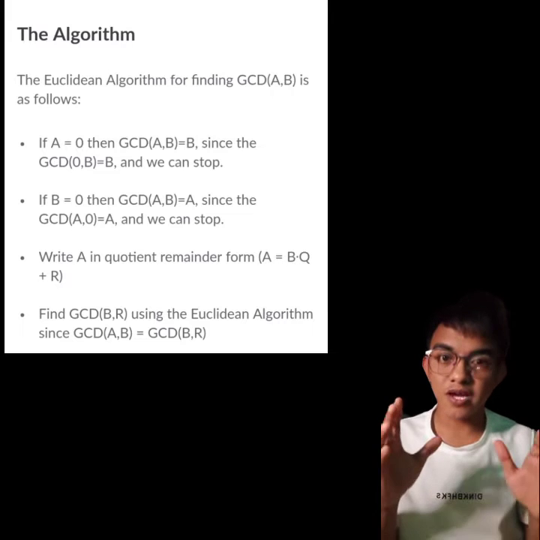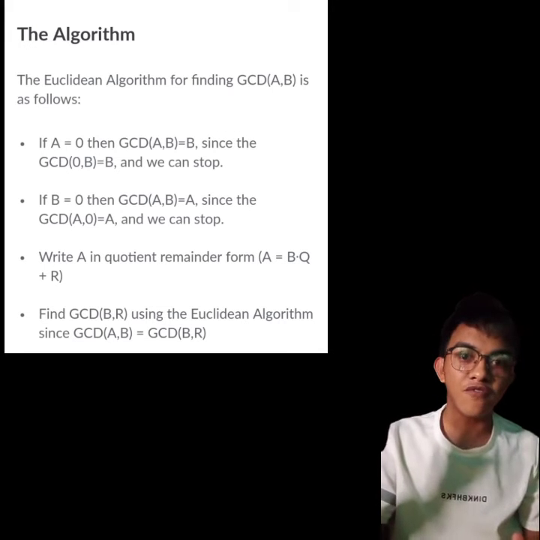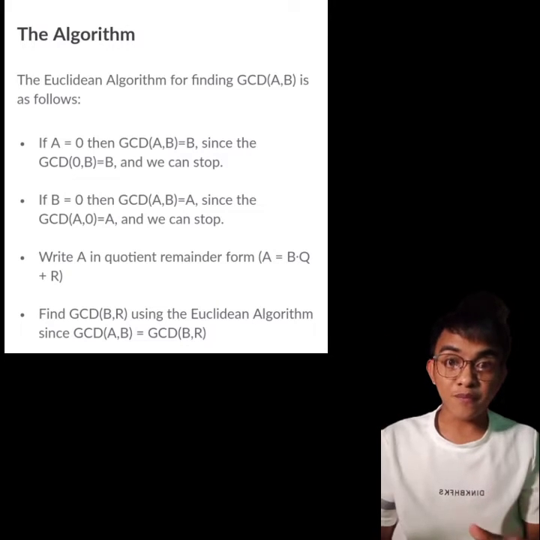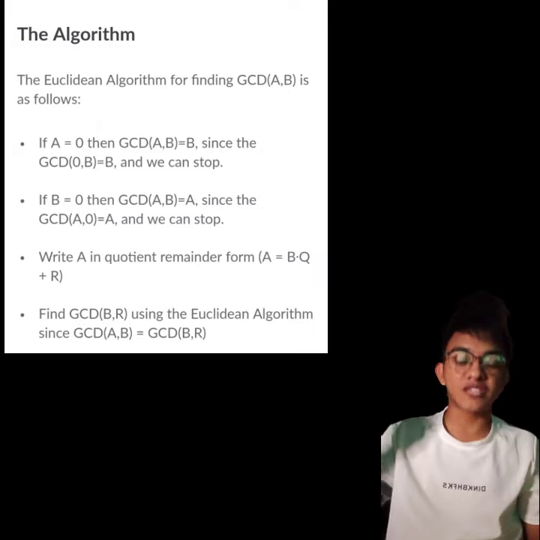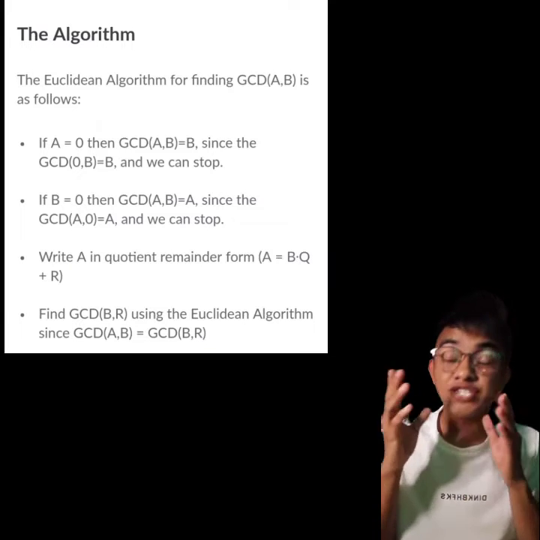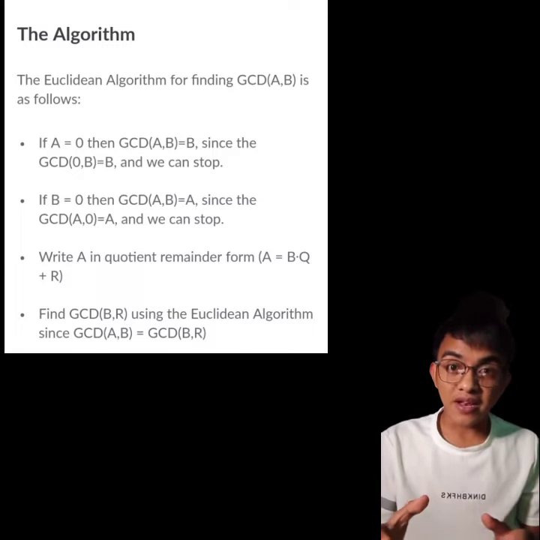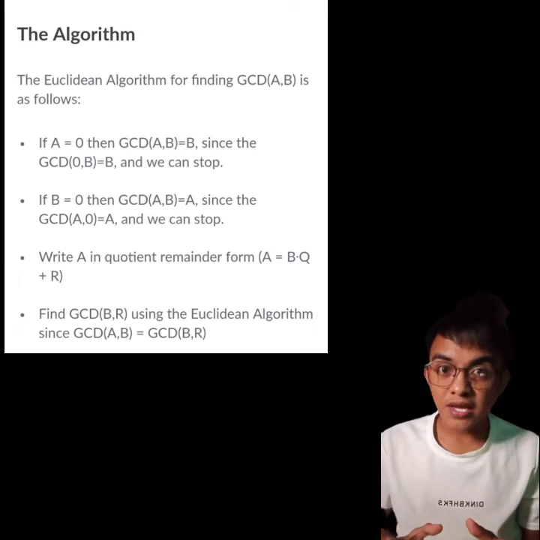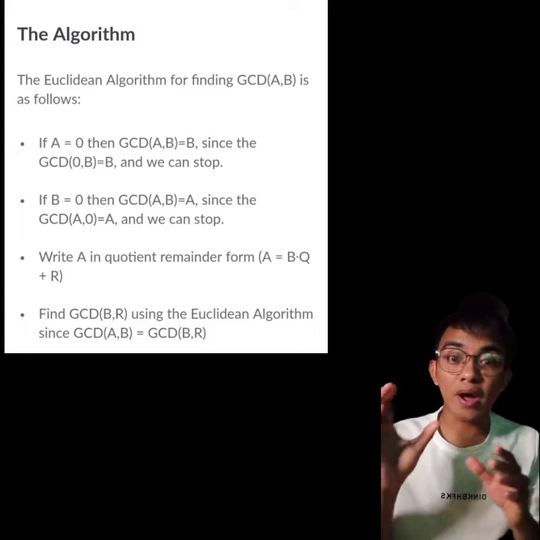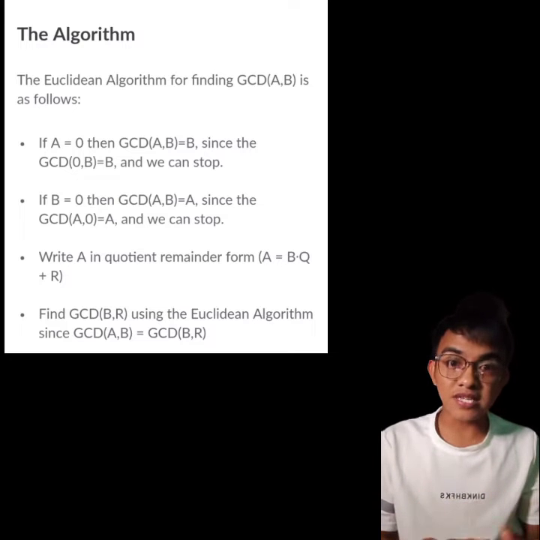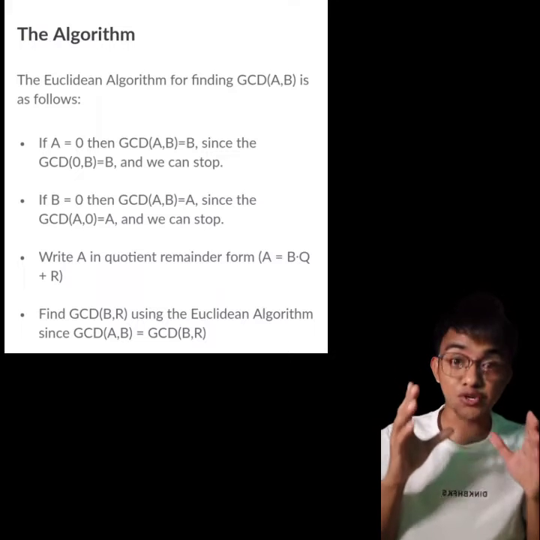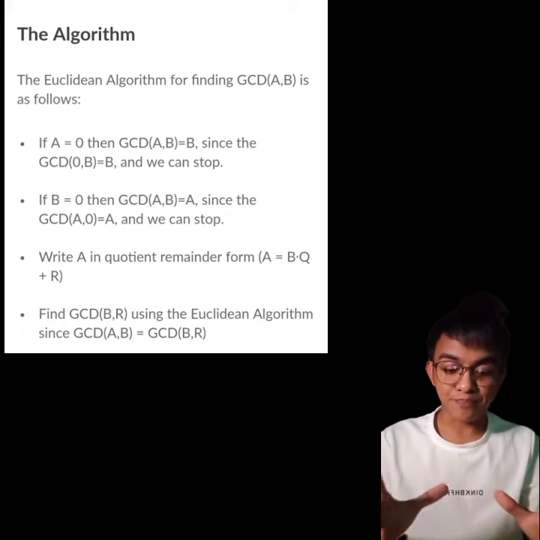In solving with the Euclidean algorithm, here is the algorithm that we need to consider. The Euclidean algorithm for finding the GCD of integers a and b is as follows. If a equals 0, then the GCD of a and b is equal to b, since the greatest common divisor of 0 and integer b is integer b, and we can stop.